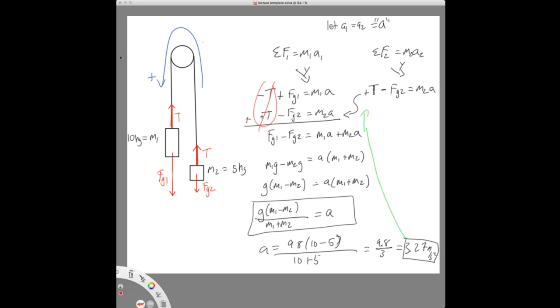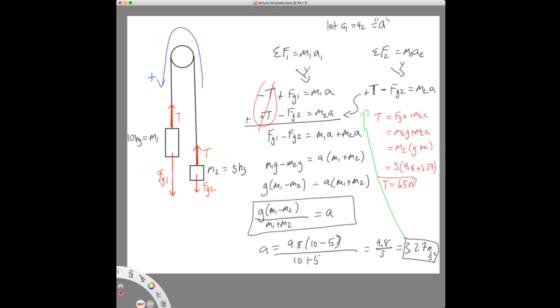and let me do it in a different color so it doesn't look like our original problem. We could say T equals force of gravity 2 plus m2a. That's m2g plus m2a, which is m2 times g plus a. And if I put in 5 kilograms and 9.8 plus 3.27, I get about 65 newtons.